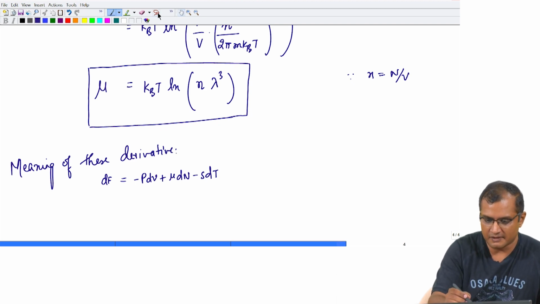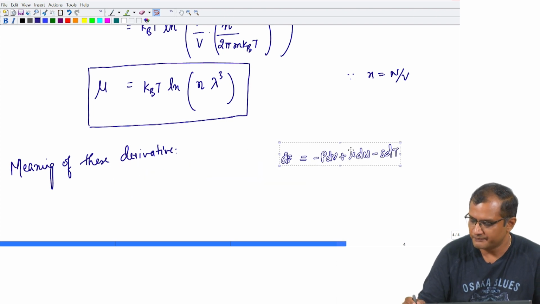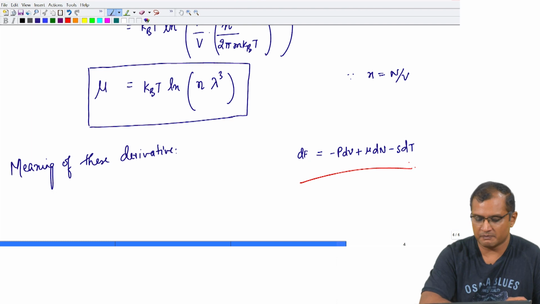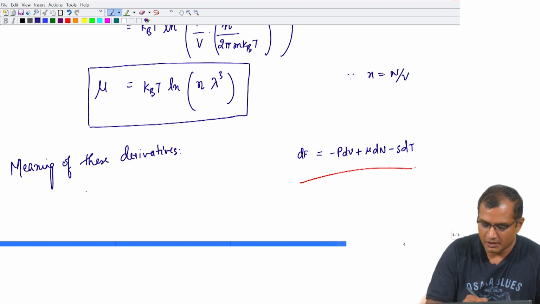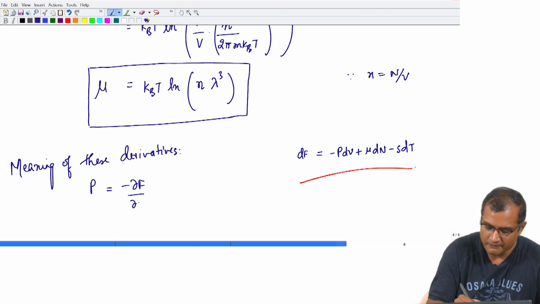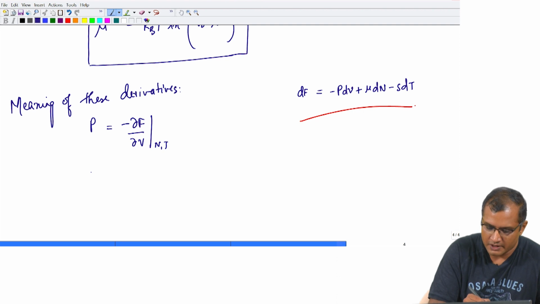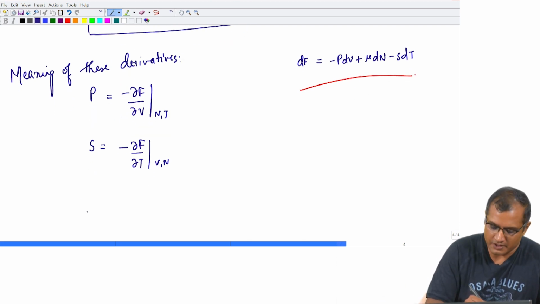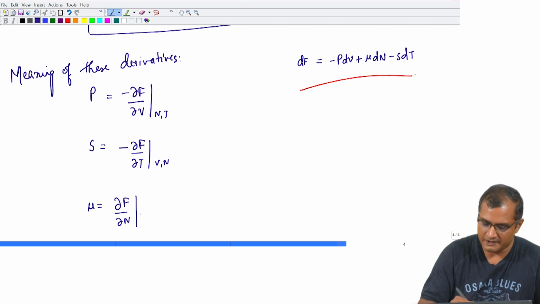Which derivatives? These derivatives. Let me push it to the right side because I need some space. This basically provided us with a tool to construct all these derivatives. For example, for pressure we said that it is minus dF over dV at constant n and T, and the same thermodynamic law gave us the expression for entropy as minus dF over dT at constant V and n, and the chemical potential as dF over dN at constant V and T.